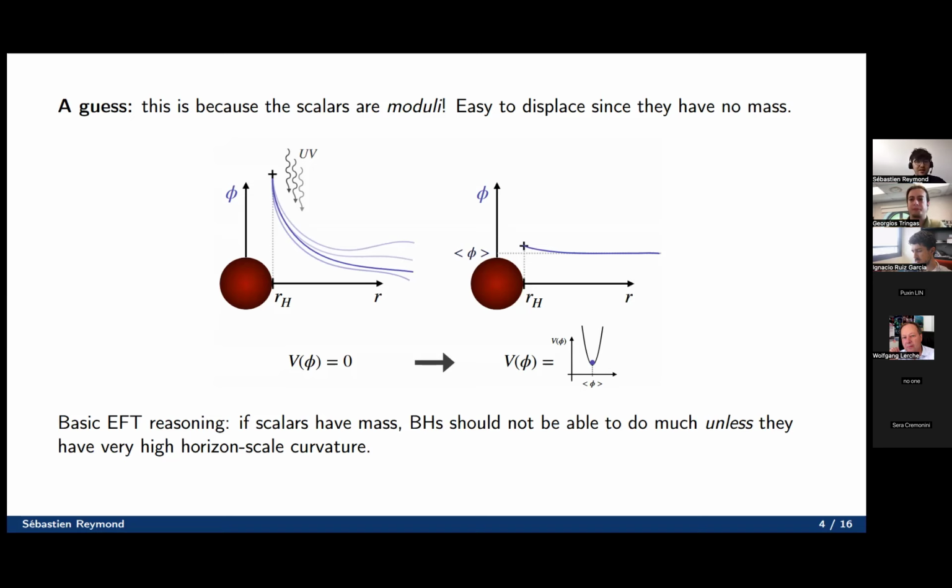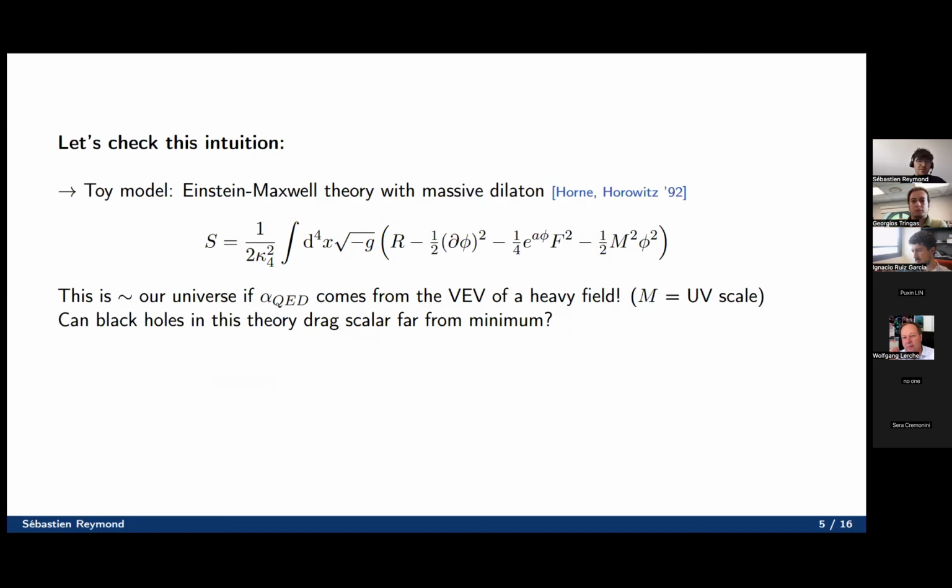So the idea is that we check this intuition using a very simple toy model, which is very similar actually to the one in the previous talk. So this is Einstein-Maxwell theory with a massive dilaton. This is a model that was originally studied by Horne and Horowitz. And the reason why we study this is that it essentially describes the long-range physics in our universe if you believe that the fine structure constant comes from the VEV of a heavy field.